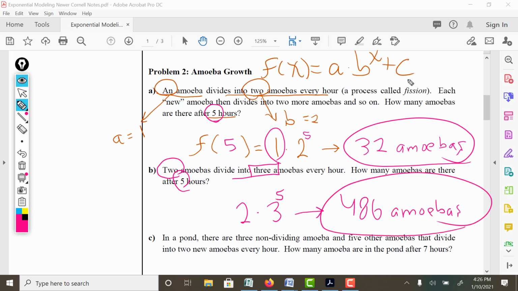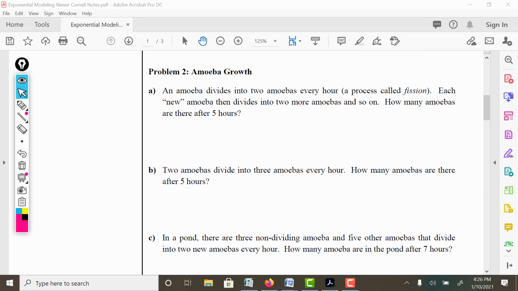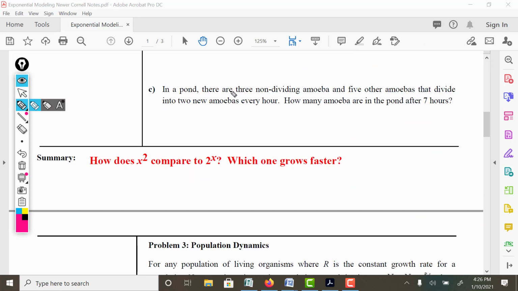Now, so far for A and B, we did not have a C value. The problem only stated that we had amoebas that were dividing. In part C, we have a mixture of amoeba. We have 3 non-dividing amoeba and 5 other amoebas that do divide. This is our A, this is our C, and the dividing amoeba divide into 2 every hour. So I have 5 with a growth rate of 2 plus 3 that are not reproducing. They're not dividing. We're looking at 7 hours. If we put that in a calculator, you're going to get 643.